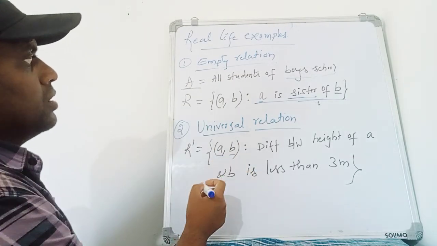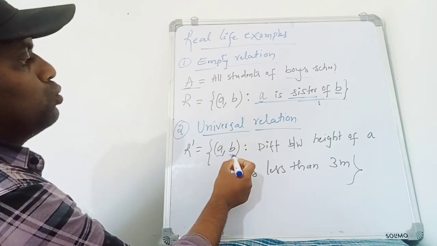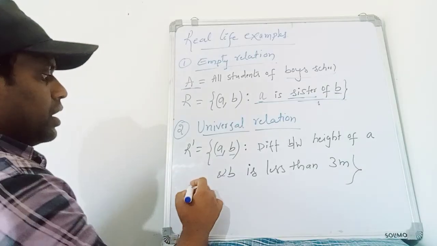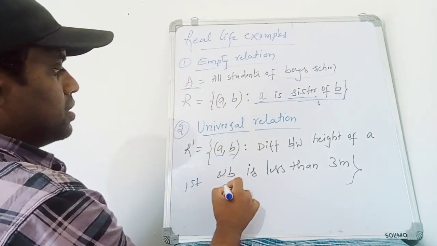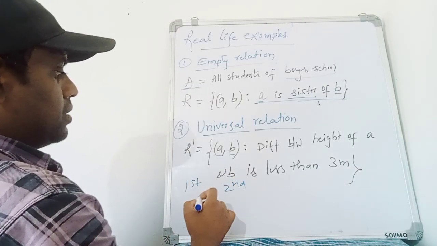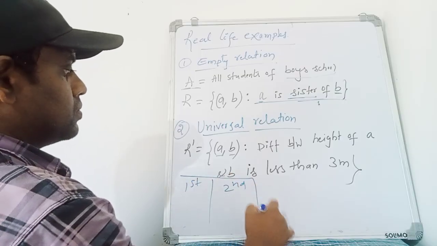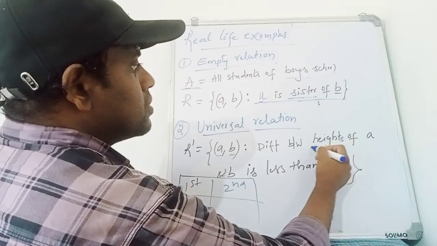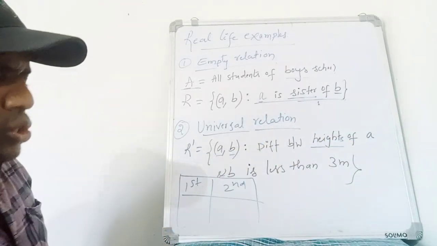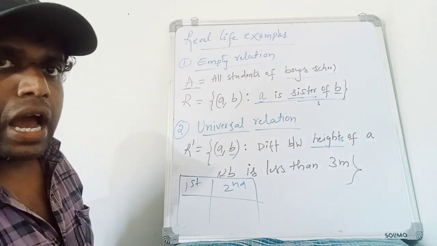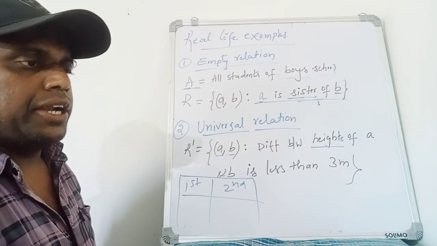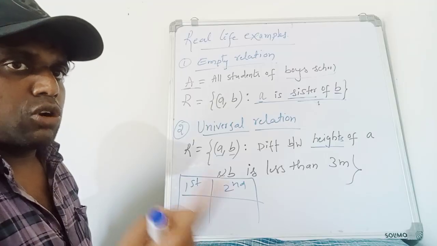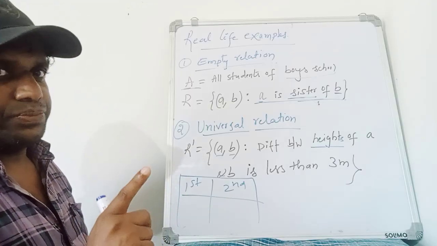See, (A, B), I mean, you take any two students from the set A. I mean, both are boys, right? This is a boys school. Okay, first boy, second boy. You take heights. See, usually, if for example I am an adult, right? My height will be maybe maximum 2 meters. More than that it is not possible. Okay, maximum 2 meters.